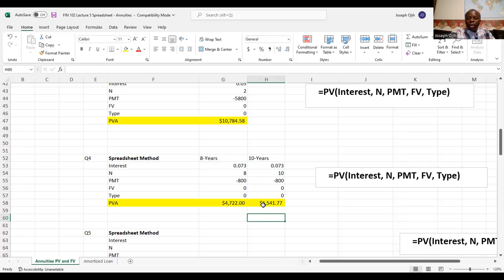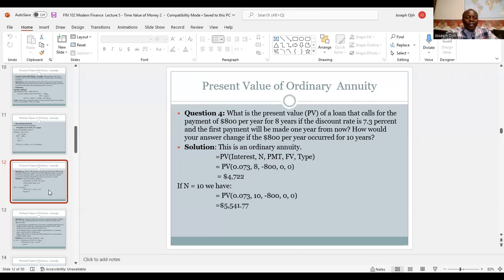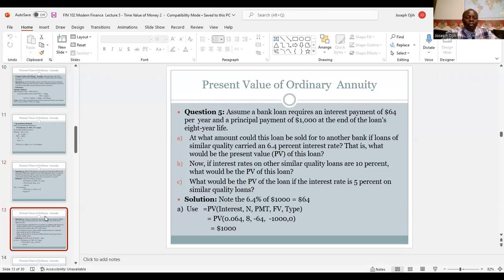And you will see, watch this when I click calculate. You can see the difference. So the longer the period of payment, the higher the present value of the annuity. I'm very sure you're getting good at this. Okay. You can also see it here. Let's look at this one.